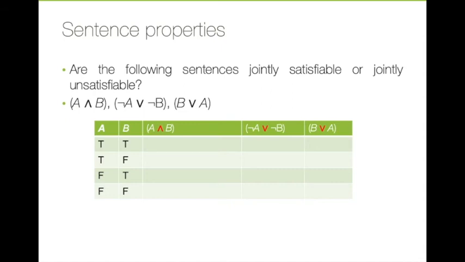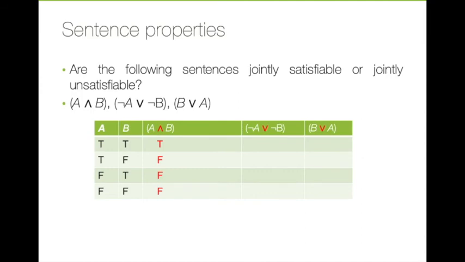Remember that when you're determining the truth value of a sentence, the value under the main connective will be 1, the one you determine last when there are multiple connectives, and 2, it will be the one that determines the truth value of the whole sentence. So that's the one we care about when we're trying to judge this property. Are these jointly satisfiable or unsatisfiable?